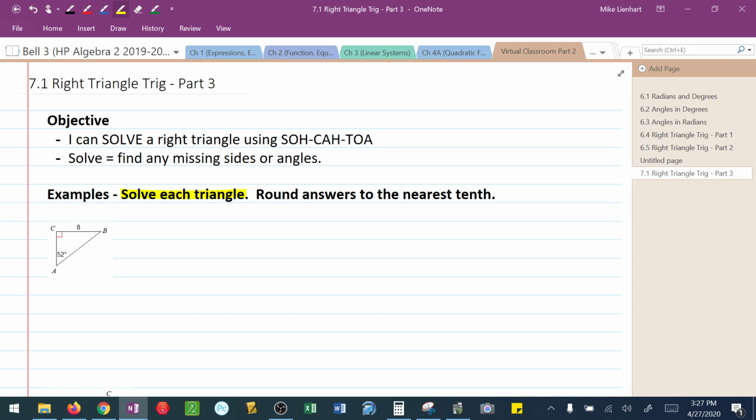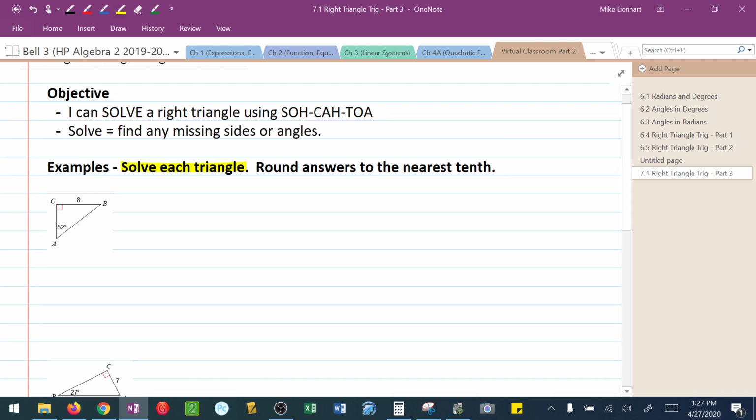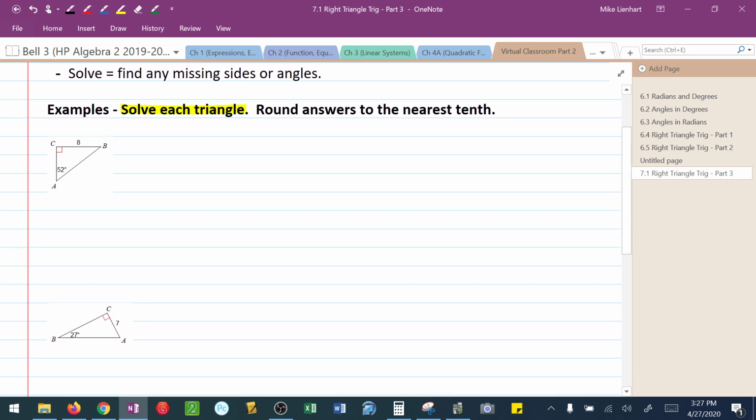Well, essentially what solving a triangle is, we have to first identify anything that we're missing and then find all those missing pieces. So for instance, in this first triangle, I know I'm missing angle B. I know that I'm missing side C, which is across from angle C. And I know that I am missing side B, which is across from angle B.